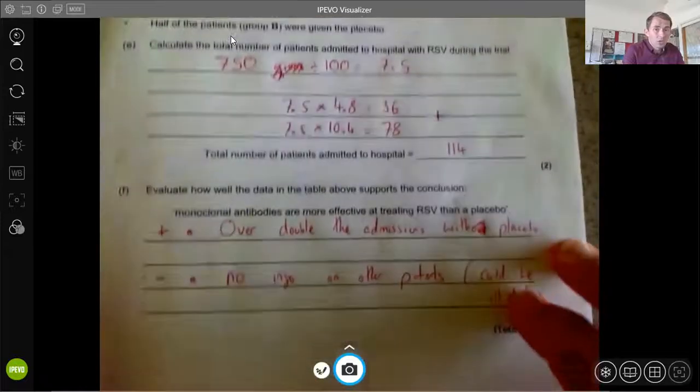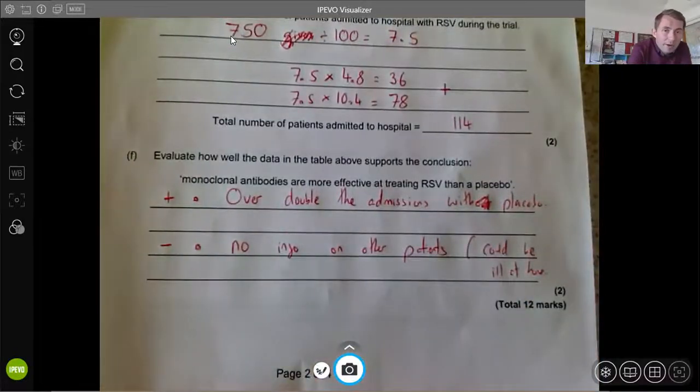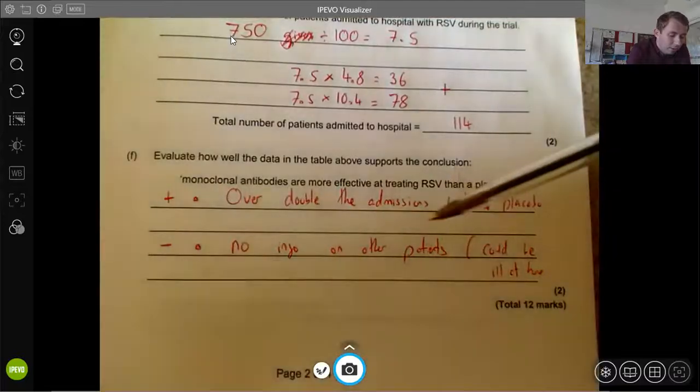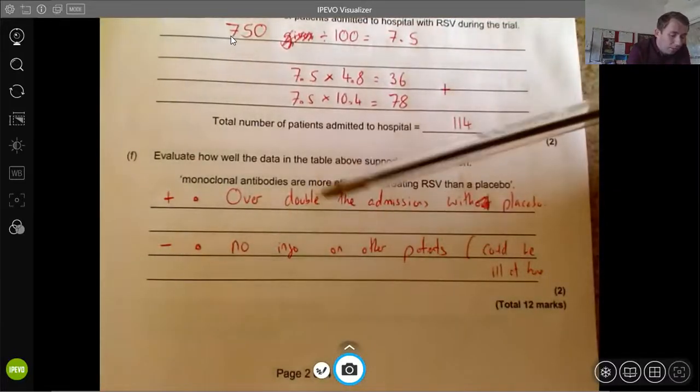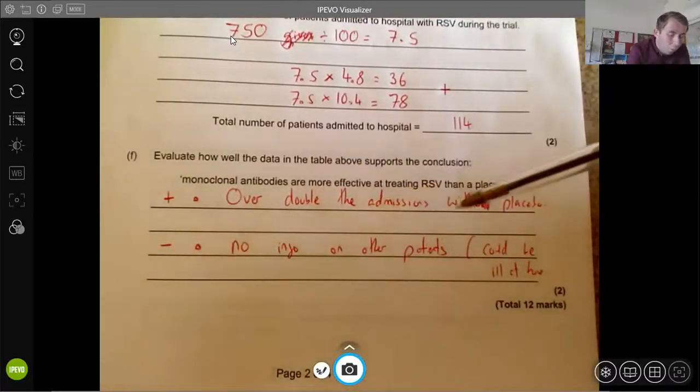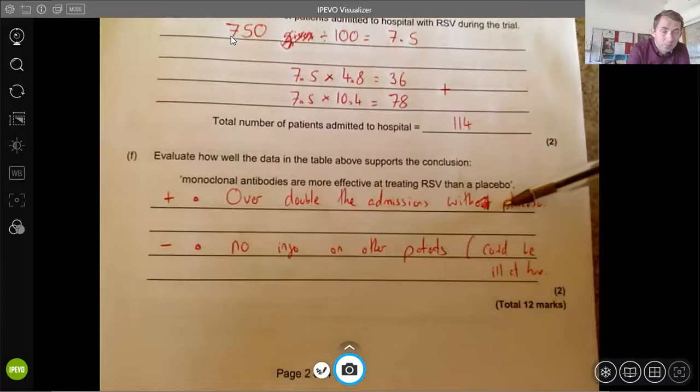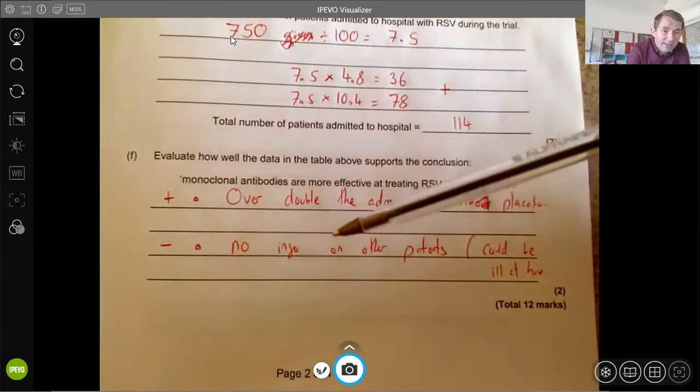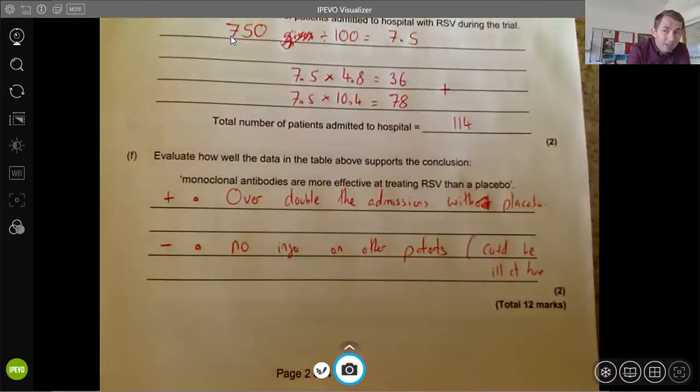And the final question, evaluate how well the data in the table above supports the conclusion that monoclonal antibodies are more effective at treating RSV than the placebo. Well, guys, it's evaluate, so a pro and a con. My pro is the numbers. Over double the admissions are with the placebo. However, the negative I've got is there's no information on the other patients. They could be ill at home. They could be really struggling, but have chosen not to go to the hospital. So that is what I've said there.